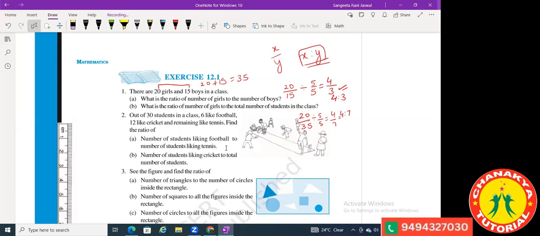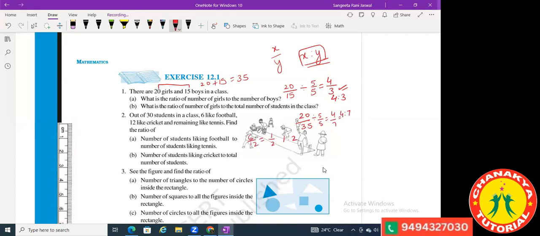Ma'am, 12 members like tennis. So 6:12. We need to simplify. If we simplify it, we will get 1:2. Ma'am, can you hear me? Hello, ma'am. Oh, so you got it? It's 1:2. Yes, ma'am.